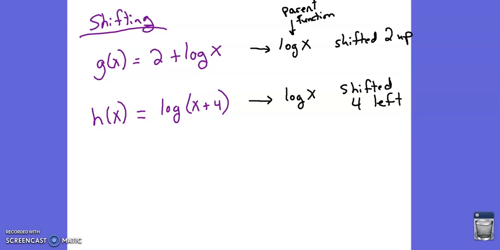And then one last thing is shifting. We've already talked about this with other functions. So if I have this g of x function, notice the parent function is log of x. But I'm adding 2 to it on the outside, and all that does is shift it up 2 spaces. So take the parent function, make sure you're familiar with it, and then shift it up 2 spaces. And remember, a number on the inside of the function, in this case, shifts it 4 to the left. So take the parent function and then shift every point 4 spaces to the left. And that's the logarithm function.